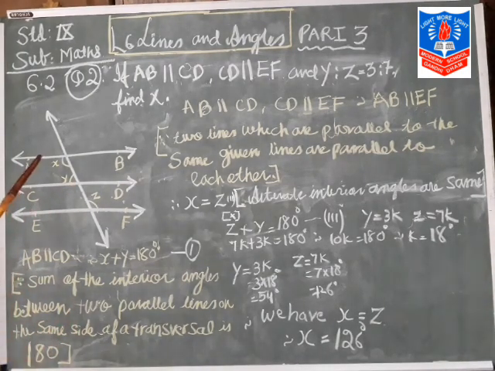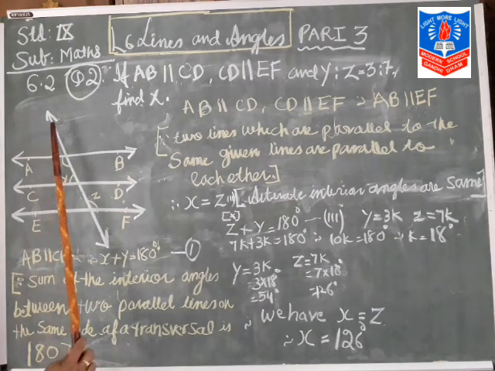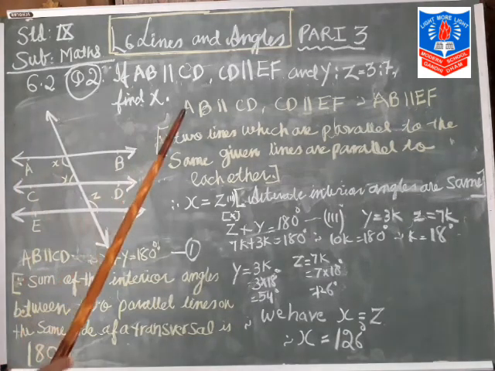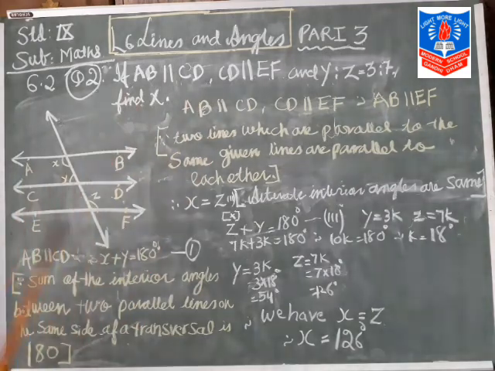So x plus y equals 180. Why are we writing 180? Because the sum of the interior angles between two parallel lines on the same side of a transversal is supplementary. Therefore, we are writing x plus y equals 180. Clear, children?